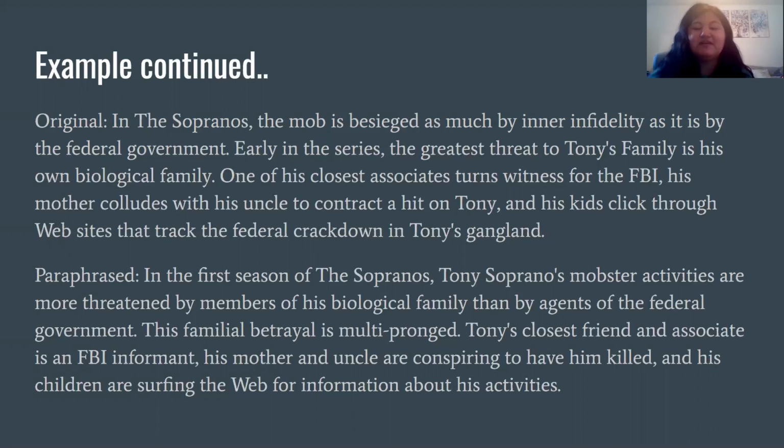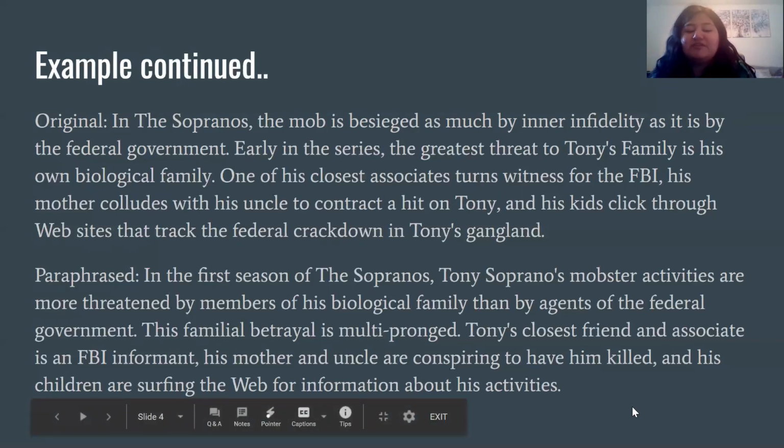So as you can see, some of the words in there are a little hard to understand: colludes, infidelity, things like that. So in the paraphrased version, let's see. In the first season of The Sopranos, Tony Soprano's mobster activities are more threatened by members of his biological family than by agents of the federal government.